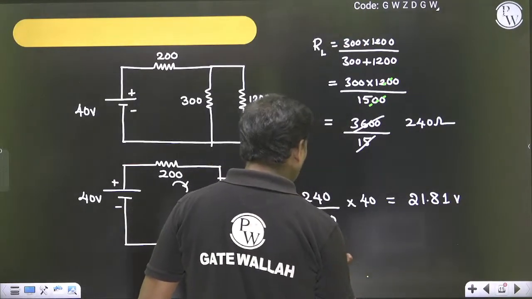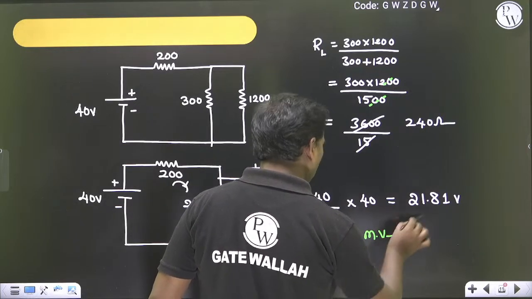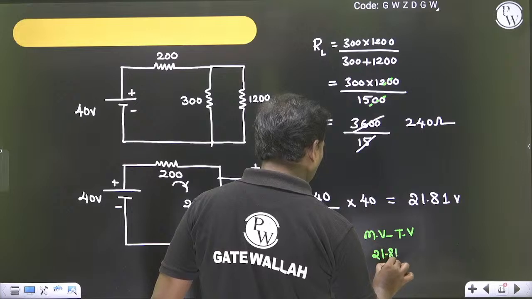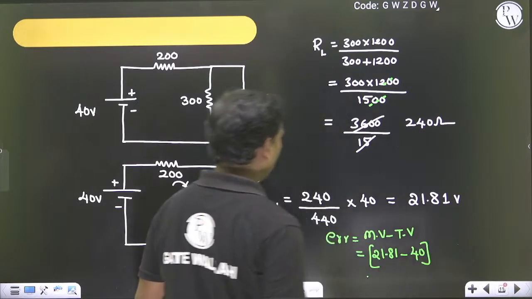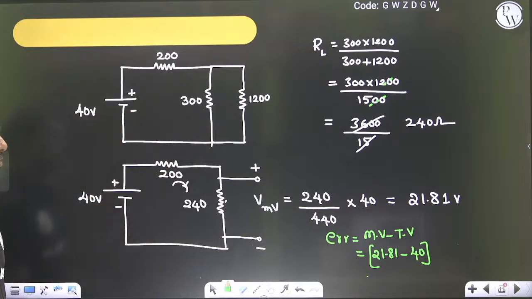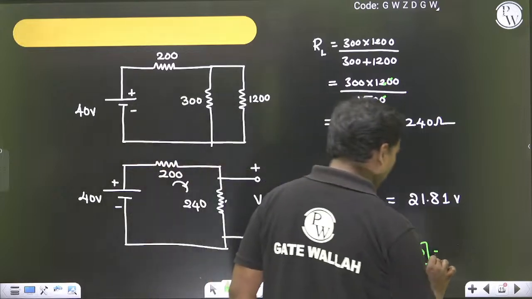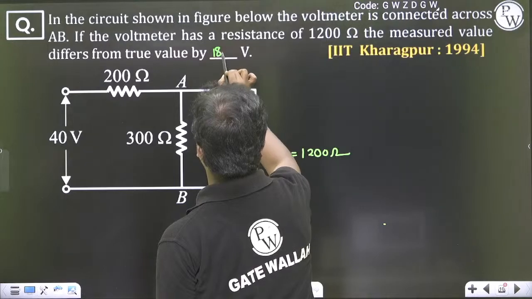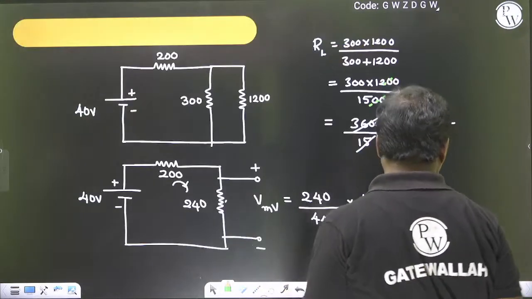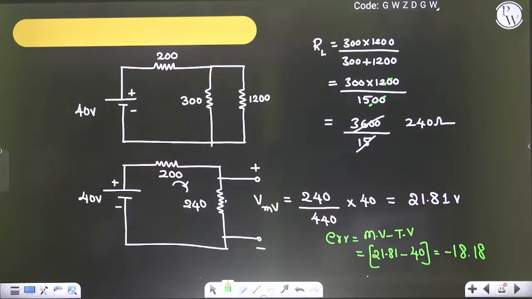So the error here is equal to measured value minus true value. Measured value is 21.8 minus true value 40. So it differs by 18.18 volts. So these are some good quality questions on the measuring instruments.